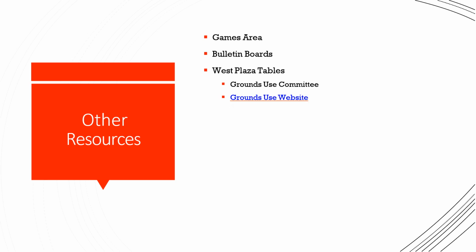In addition, the sub does have a games area in our west basement featuring pool and ping pong tables. These are open to the general student population, but can be coordinated with your organization if you'd like to host a small tournament. We also have bulletin boards on the 1st floor near the Raider Depot bookstore. These are available for student organizations to post about events or initiations that might be taking place. And lastly, we do work with the Grounds Use Committee to support and facilitate the West Plaza tables in order to conduct fundraising, tabling, similar instances in the West Plaza between the Student Union Building and library.